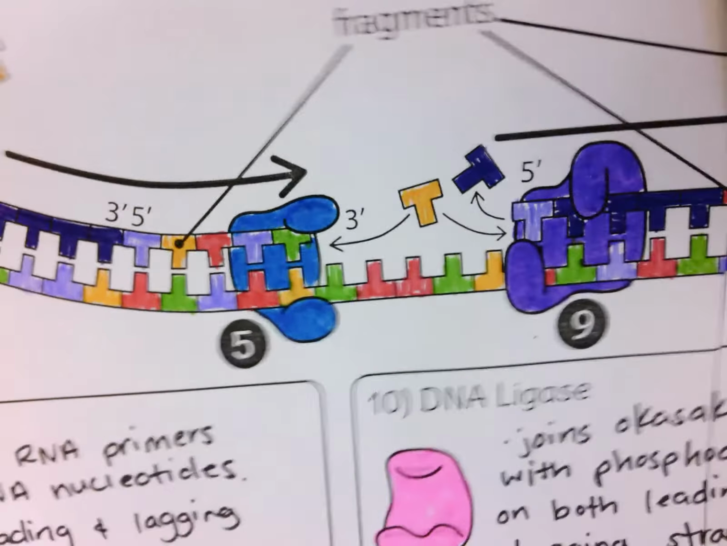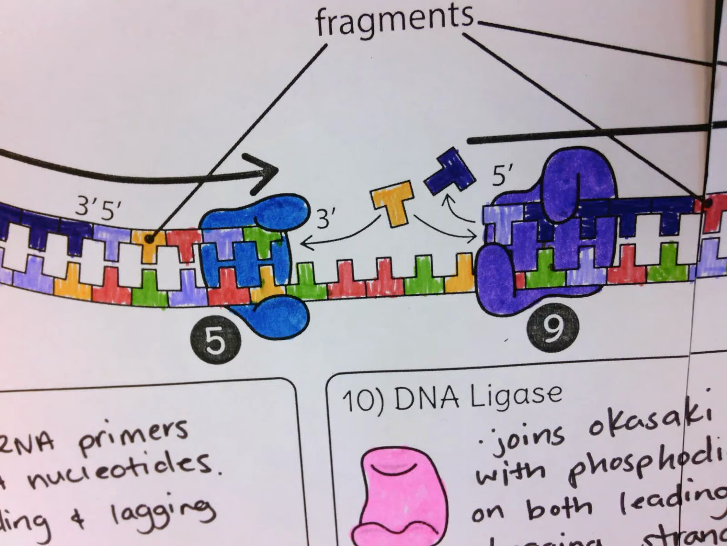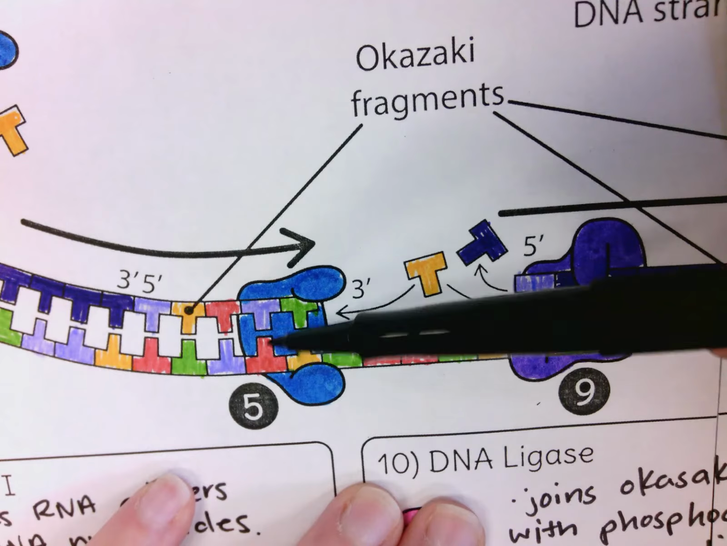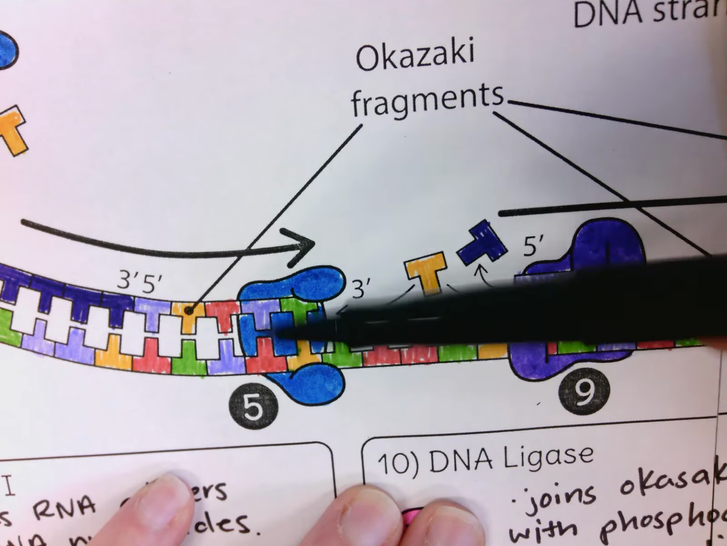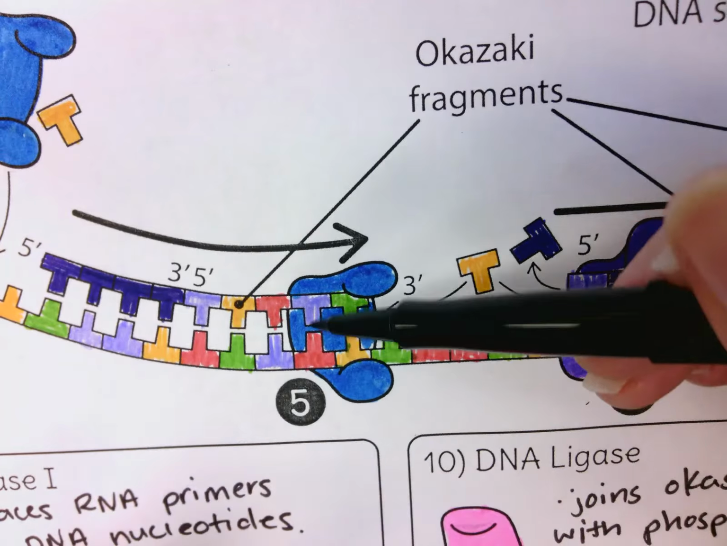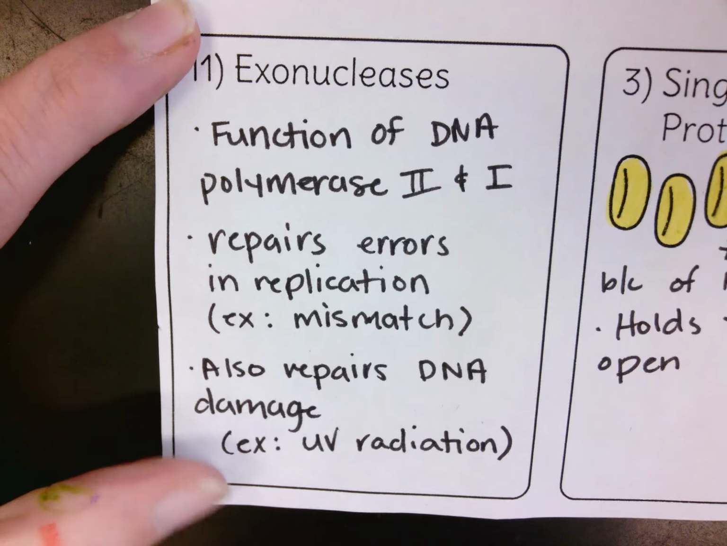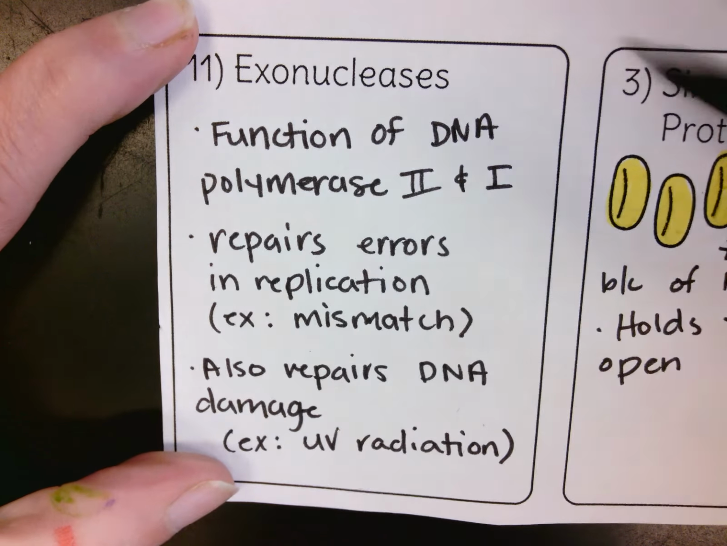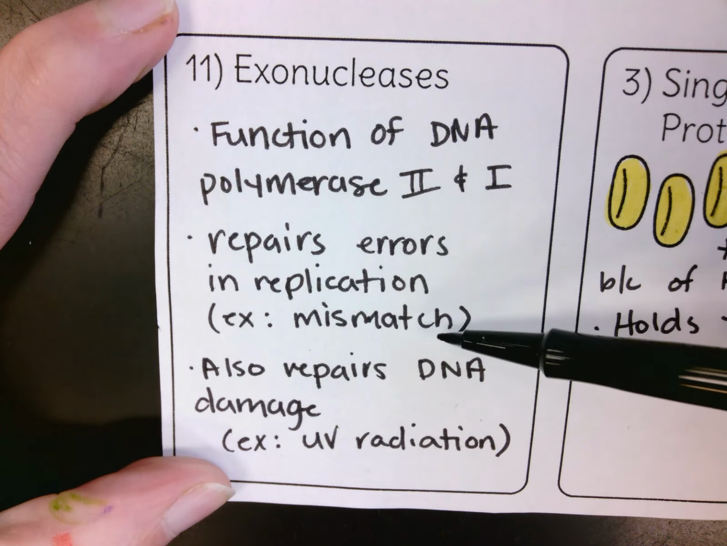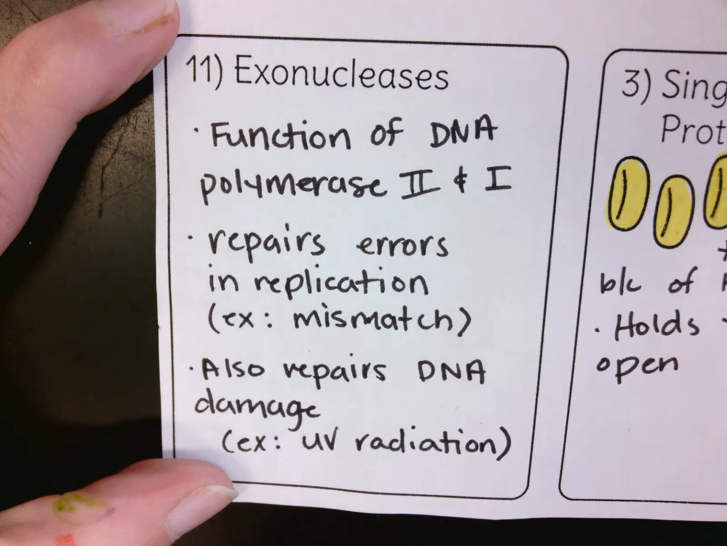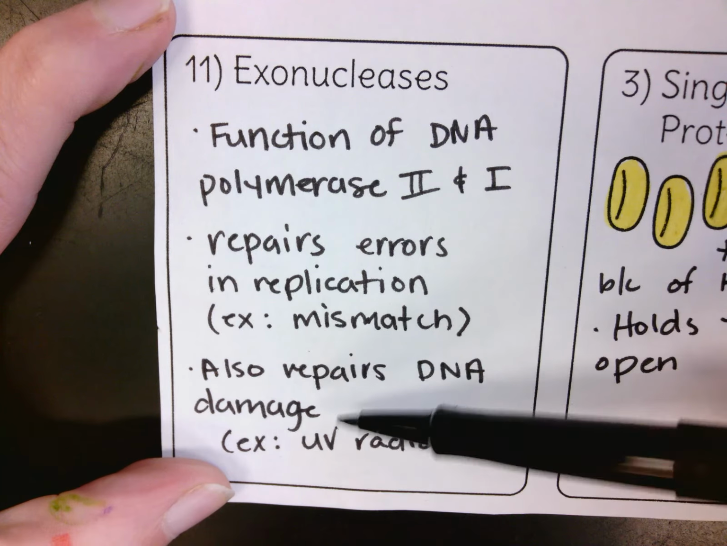The last thing I want to talk to you about is repair. So let's say that we had a mismatch error, meaning that what was supposed to be an AT pair accidentally became an AC pair, so a mismatch. This mismatch is going to have to be repaired. And so we have what's called exonuclease function in our DNA polymerase 2 and DNA polymerase 1 enzymes, and this function will excise any mismatches that we have. And so it goes through and double checks the DNA strand before the replication fork closes up and makes sure that there are no mismatches. And it also will excise and repair any DNA damage like we see with UV radiation.